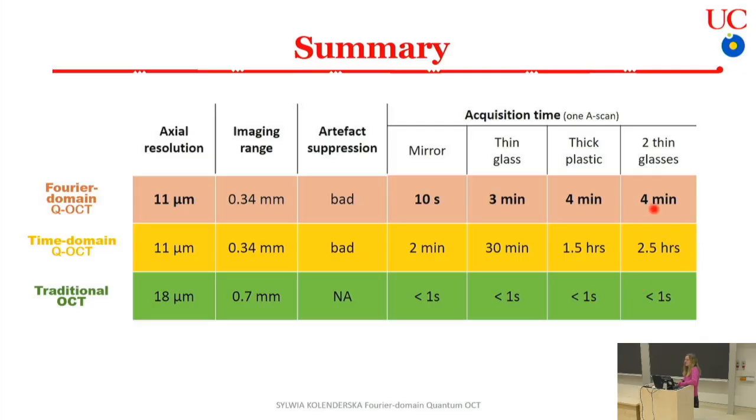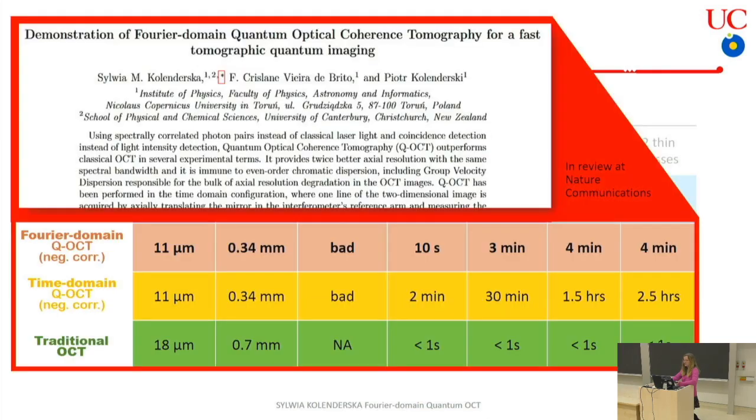This is because in Fourier domain QOCT, the mirror is fixed, and you just have to make sure that the measurement time is enough to capture all the details in the joint spectrum, right? You don't have to spend the time to scan the object in depth.